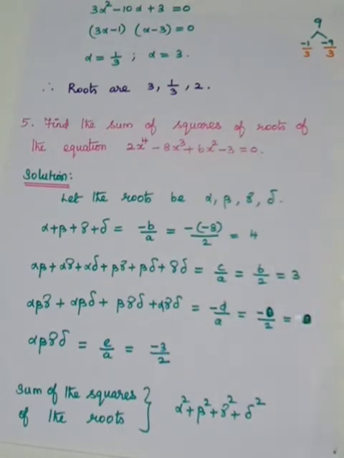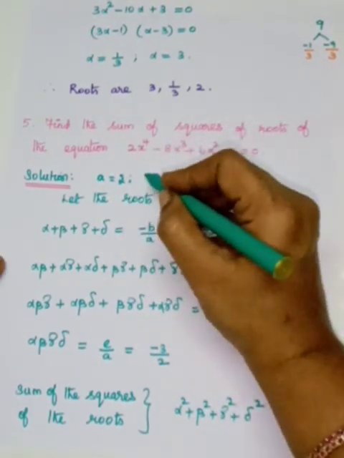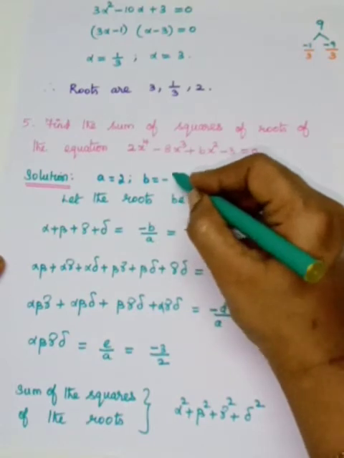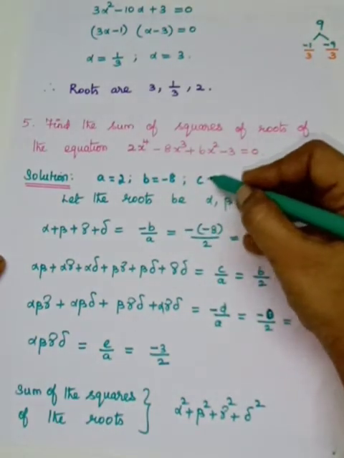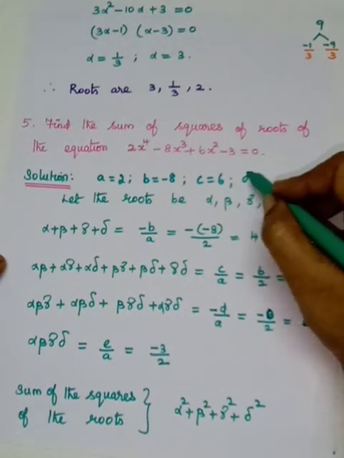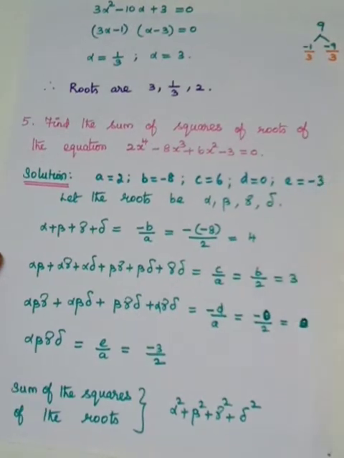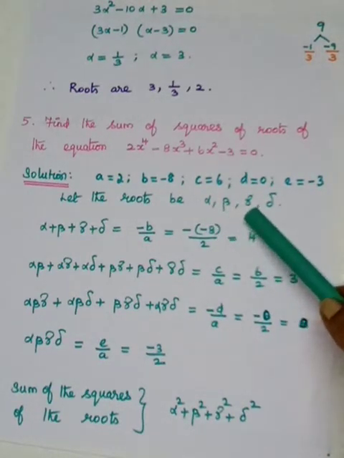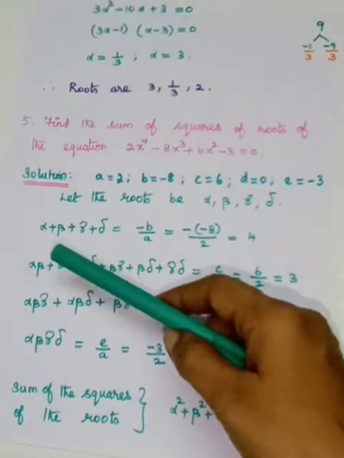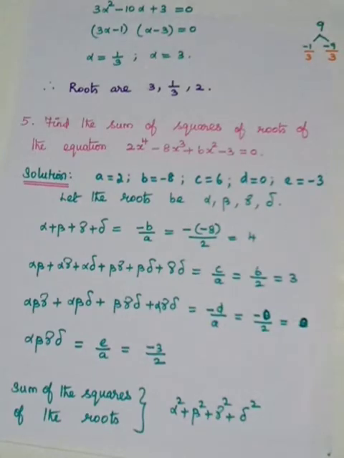So here from the equation, your a is equal to 2 and your b is equal to minus 8 and your c is equal to 6. And here there is no x coefficient, therefore d is equal to 0 and e is equal to minus 3. From the equation we will get this result. It's a polynomial equation of degree 4, so the roots are alpha, beta, gamma and delta.